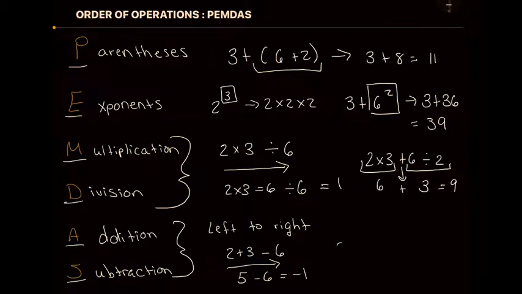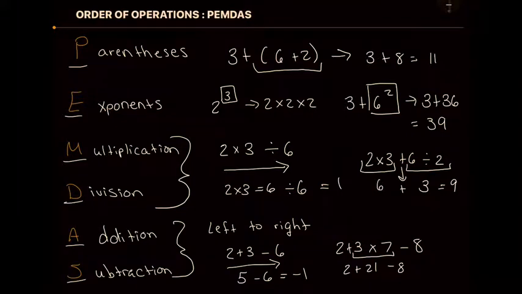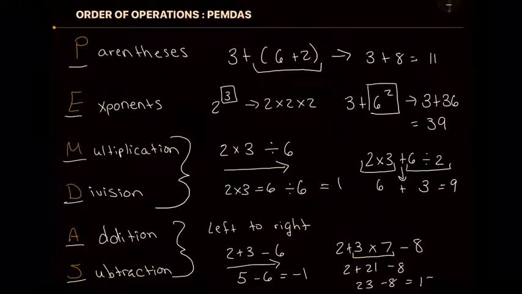And if we had 2 plus 3 times 7 minus 8, using the order of operations, we know that we would have to do 3 times 7 first, giving us 21, and now we have 2 plus 21 minus 8. And going from left to right, we do 2 plus 21, which is 23, minus 8, giving us 15.